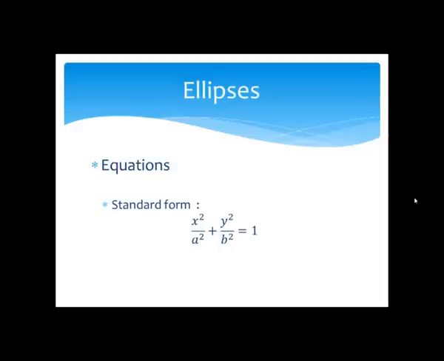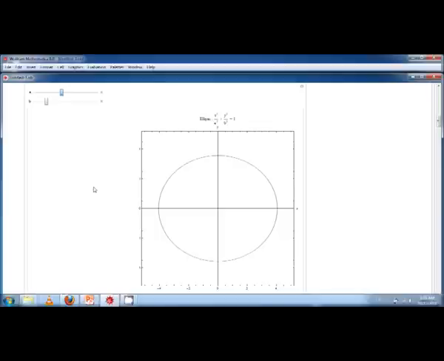The ellipse is expressed in the standard form by x squared over a squared plus y squared over b squared equals 1. Now here's the graph of an ellipse. Notice that the longest distance between two points of the ellipse, which is parallel to the x-axis, crosses the center of the ellipse. So in other words, this distance is longer than all the other distances that are parallel to the x-axis.